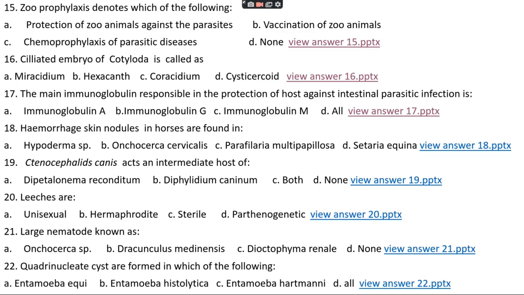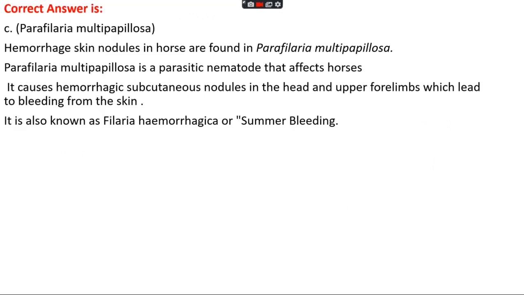Okay, question number 18. Hemorrhagic skin nodules in horses are found in: option A, hypodermal spaces, option B, Onchocerca cervicalis, option C, Parafilaria multipapillosa, option D, Setaria equina. The right answer is option C, that is Parafilaria multipapillosa.